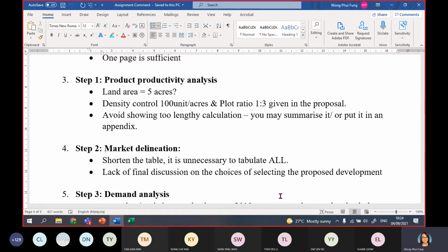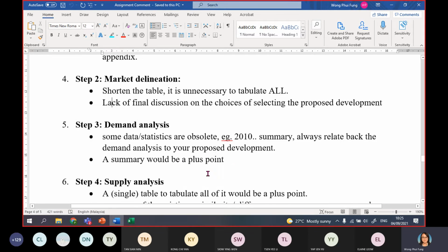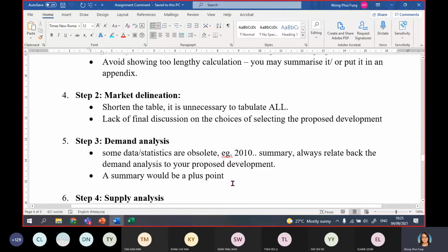Okay. Demand analysis, I think some of you are okay. Just that there is one problem. Too many figures, and some of the figures may be unnecessary. And I still detect some of the groups using very obsolete data. Some, I think 2016. Okay. And if you have a summary, that will be a plus point. Summary of your step 3. I saw a few groups, they actually gave a summary after they conducted step 3 to summarize what are the findings from the demand analysis. Okay, that one will be a good point.